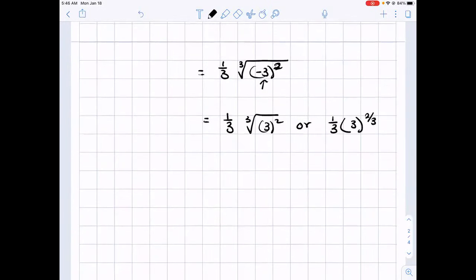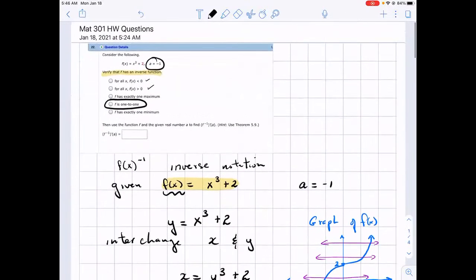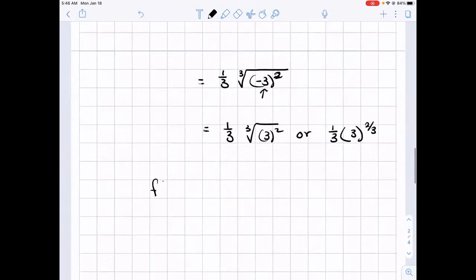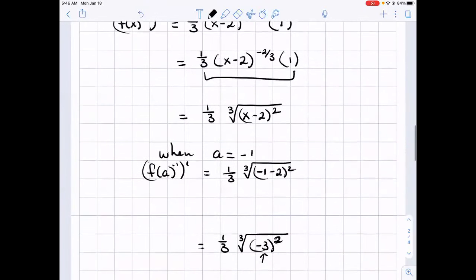So the way they pre-format it, f to the minus 1 prime at a, the derivative of the inverse at a, is equal to, there should have been a minus because this is minus here. All of this is over 1.